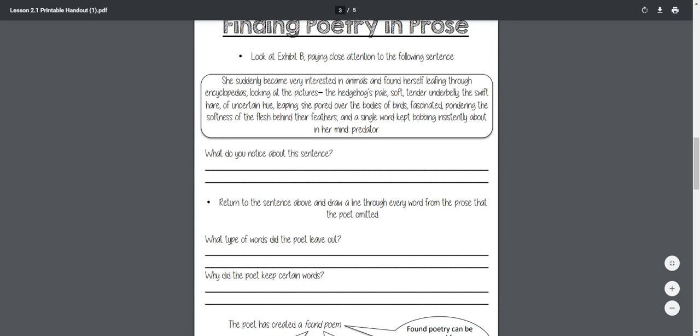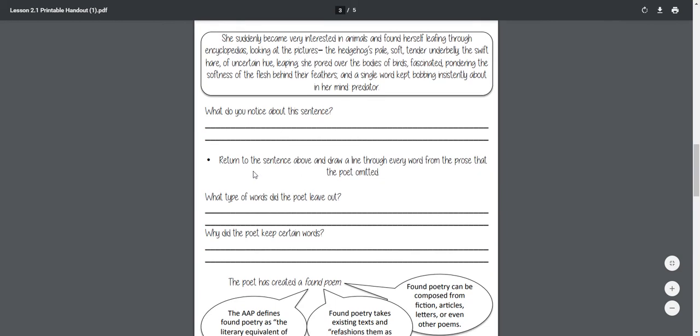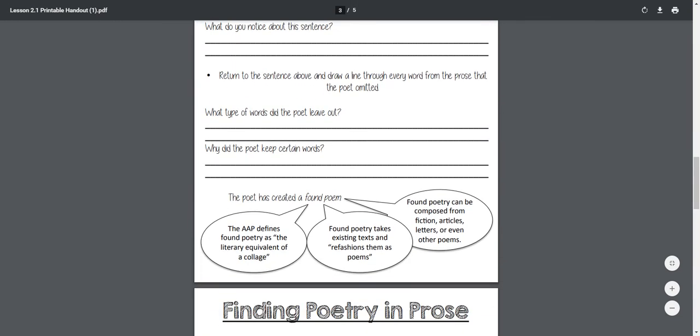And here is a snippet from Exhibit B. And the question is, what do you notice about this sentence? I would like for you then to go back to right here, and I would like for you to draw a line through or cross off, or however you would like to do it, any word that the poet did not use, because the poet only uses a precious few words. So you cross off the ones that the poet did not choose. And then tell me, what kinds of words did the poet leave out?